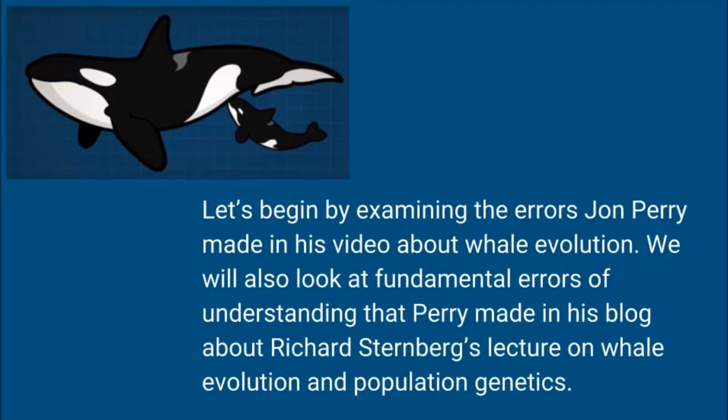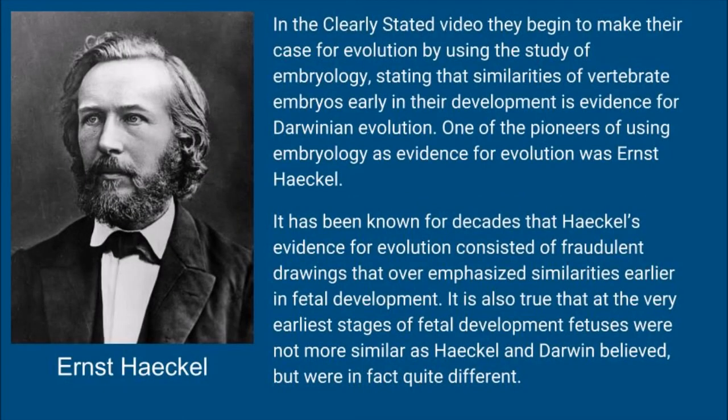Let's begin by examining the errors Jon Perry made in his video about whale evolution. We will also look at fundamental errors of understanding that Perry made in his blog about Richard Sternberg's lecture on whale evolution and population genetics. In the Stated Clearly video, they begin to make their case for evolution by using the study of embryology, stating that similarities of vertebrate embryos early in their development is evidence for Darwinian evolution.